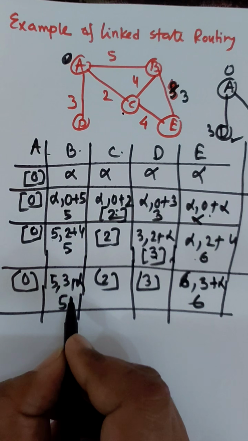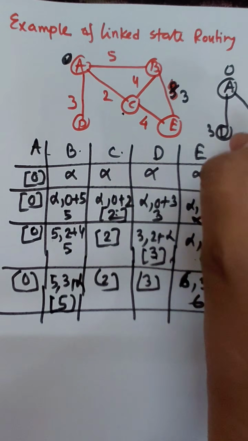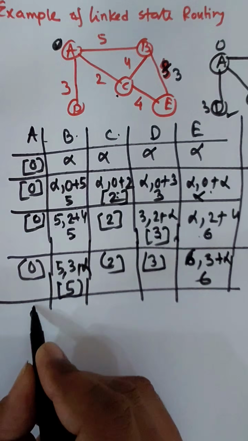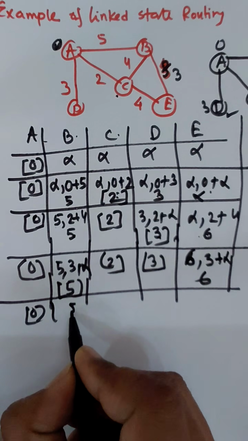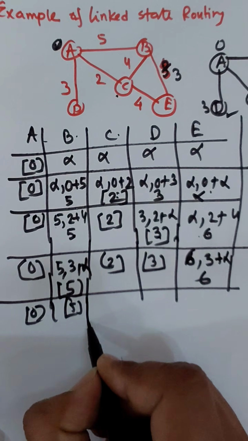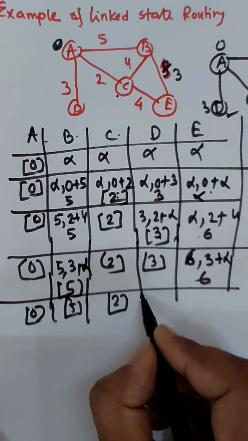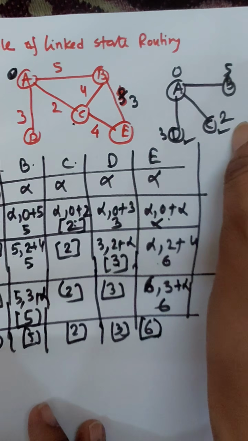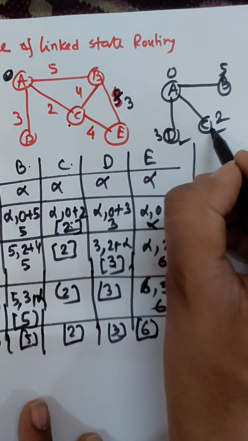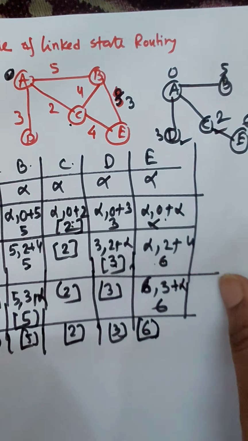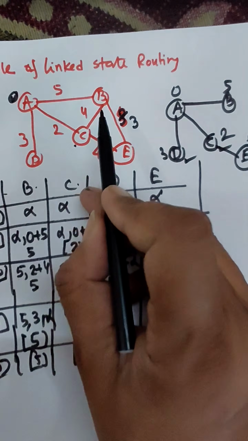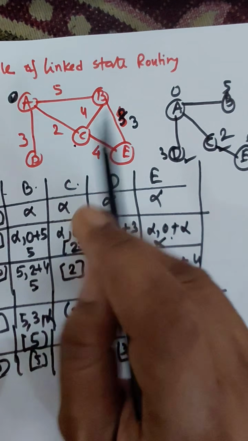Now in this stage the minimum cost is 5, so B is now permanent. The next one, B is now permanent, and C is already permanent. Here 3 is permanent, 6 is also a permanent node. So for B to E, C to E, this is 6. So this is known as link state routing for the node A. Similarly, you can create link state routing for B, C, D, E, and so on.